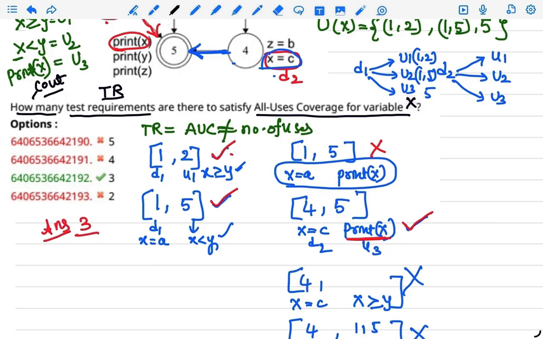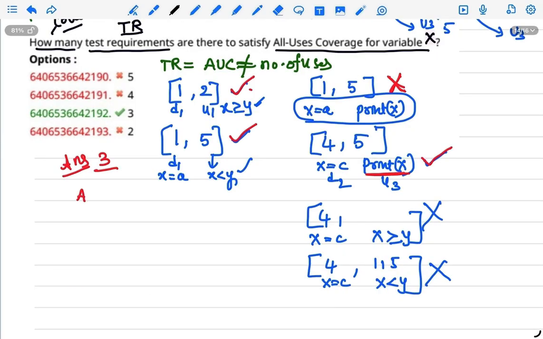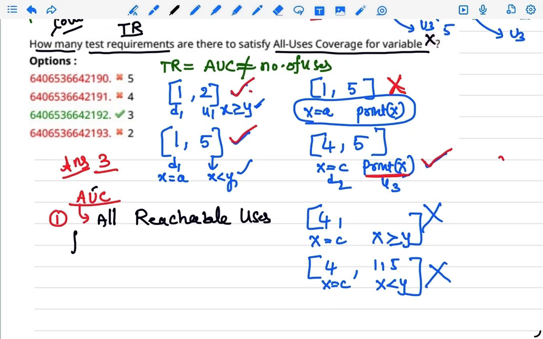Friends, this is a little bit confusing, but be careful. All-defs coverage is easy. All-defs coverage is the number of definitions only. For all-uses coverage, you consider the uses reachable from each definition.